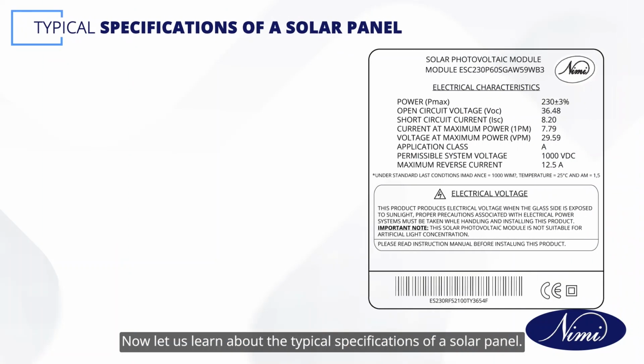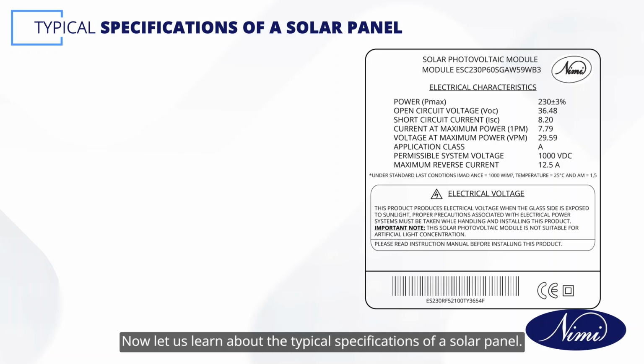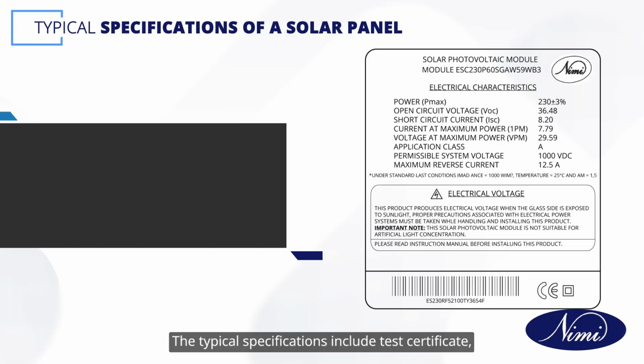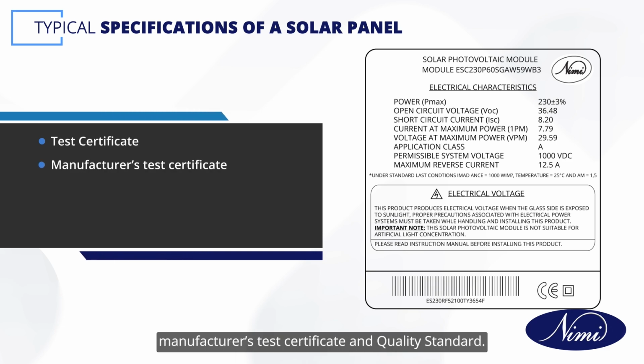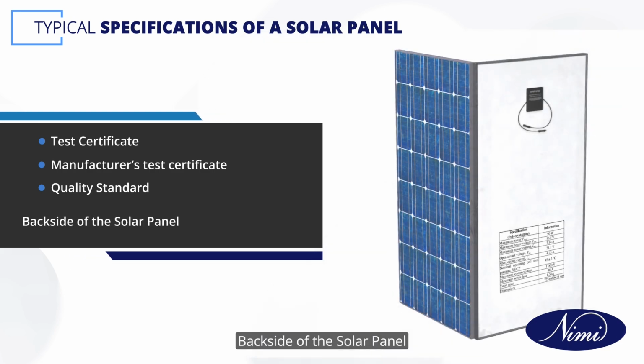Now let us learn about the typical specifications of a solar panel. The typical specifications include test certificate, manufacturer's test certificate, and quality standard. Backside of the solar panel.